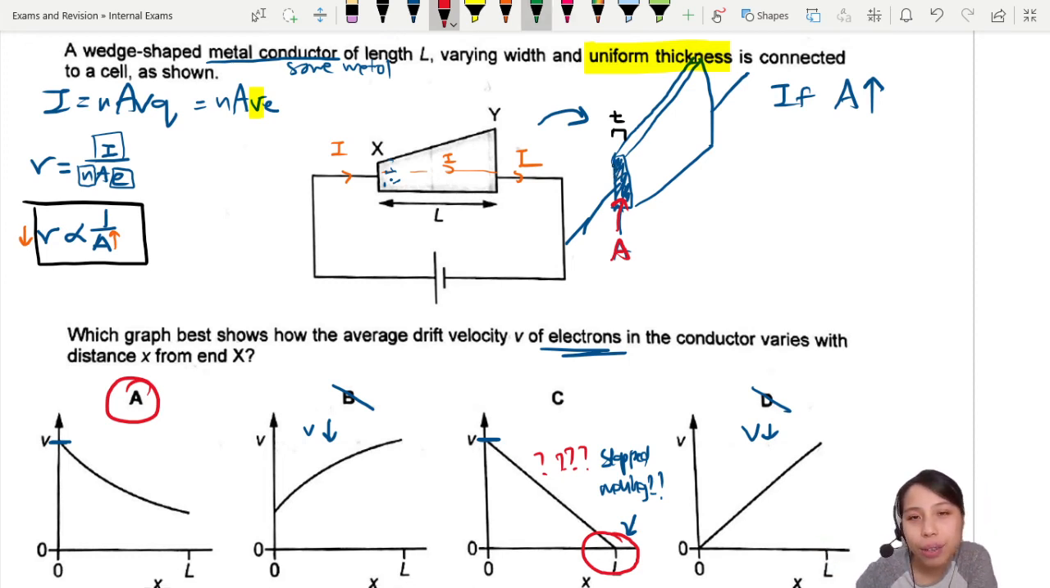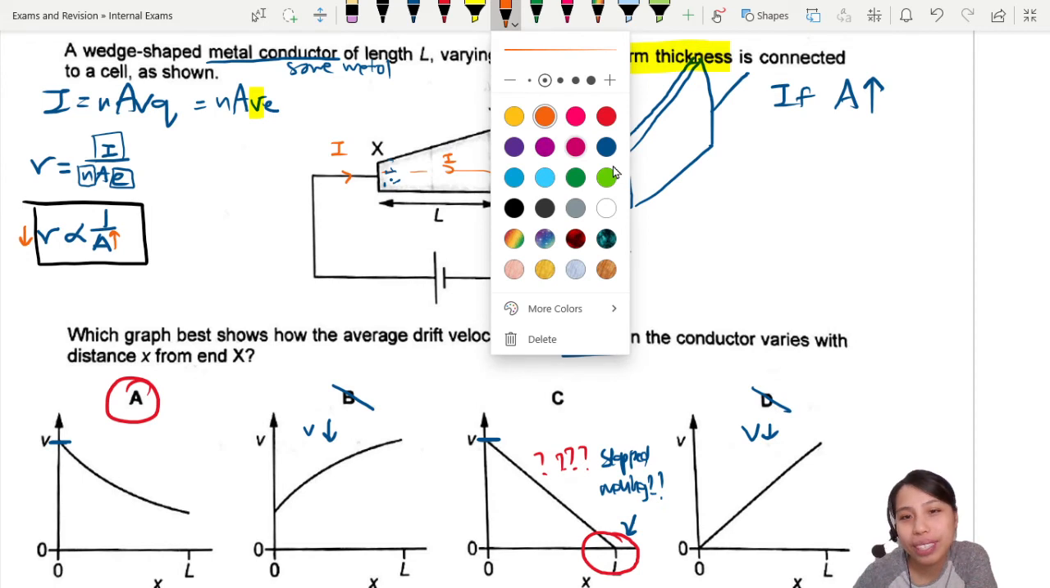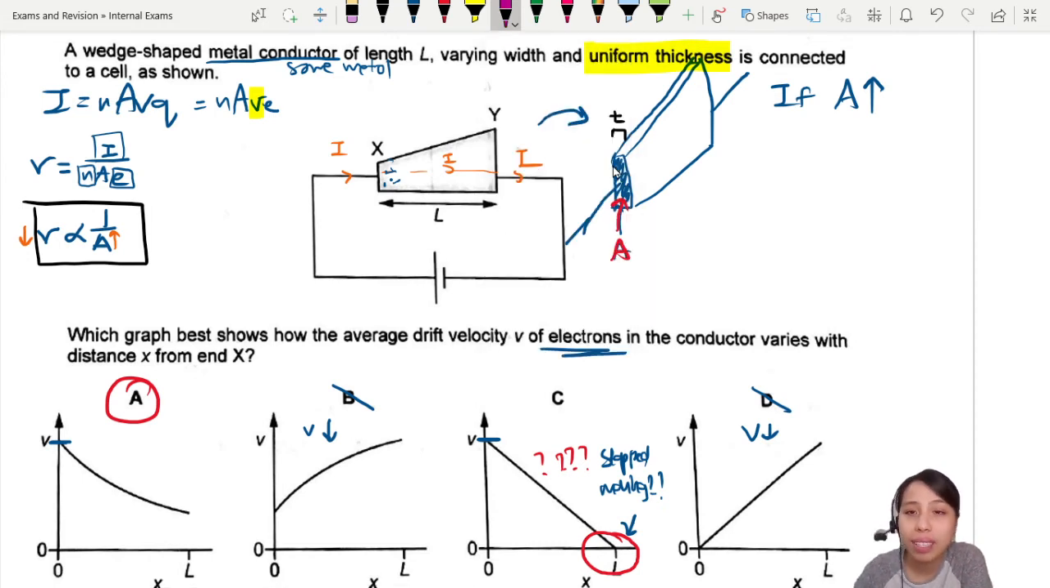This is only if you have time to do this while actually solving the paper. So how do you convince yourself that it really is A? Where is the equation? Let's start with V proportional to 1 over A. So this is our convincing method to hopefully convince ourselves.